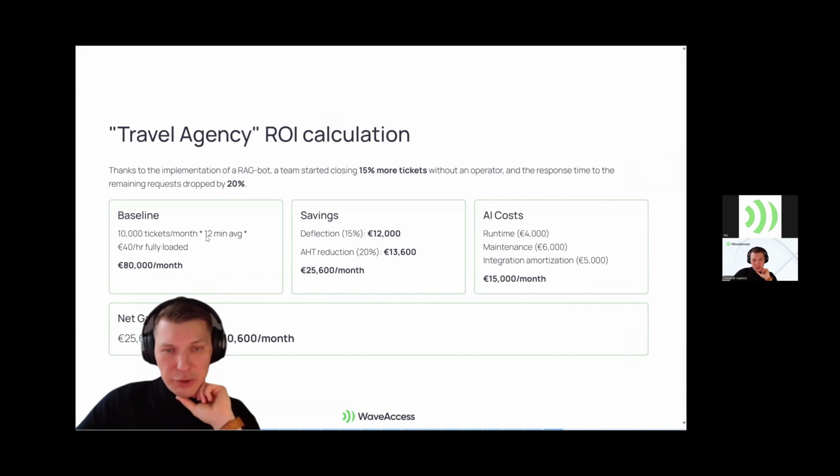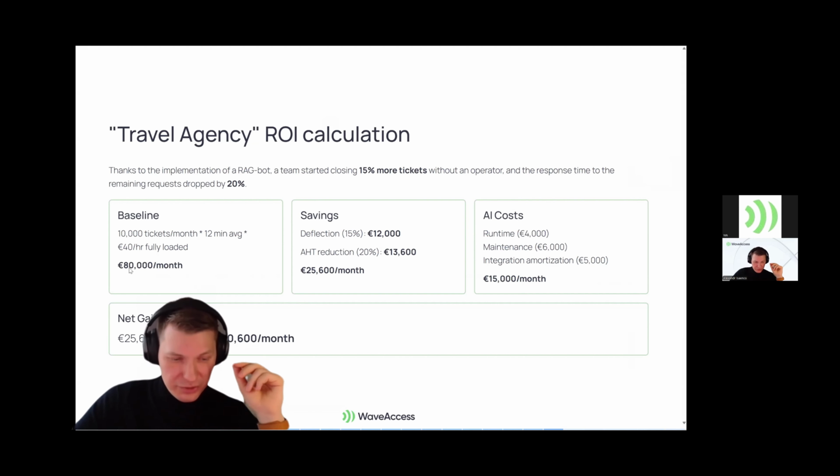The average time, according to the CRM system, to answer a ticket was 12 minutes of expert working time. And the rate of the expert is for 40 hours full load, 40 dollars per hour. By simple multiplying, we have around $80,000 a month. It's the cost of the support department for that company.